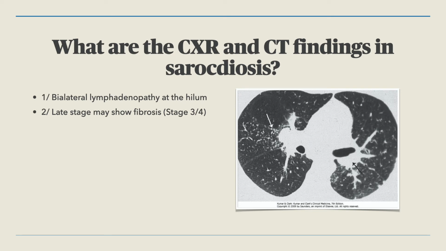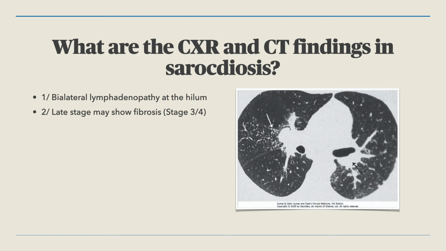Now X-ray and CT findings. The most important one is bilateral lymphadenopathy at the hilum. It's hard to see in this X-ray, but at the hilum, the heart shape looks larger than normal. There's nothing wrong with the heart. It's just that the hilum is enlarged due to the bilateral lymphadenopathy. Also, in late stages, you will see signs of fibrosis, the classic honeycomb lung, etc.